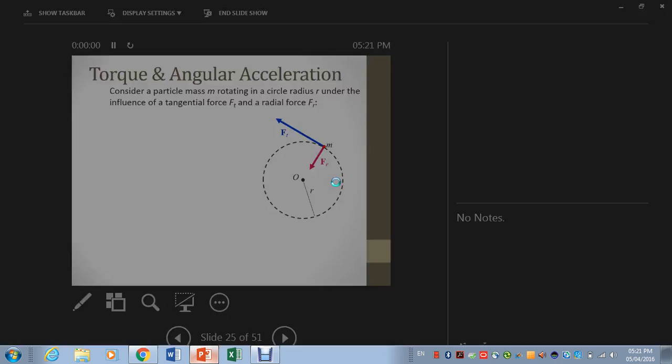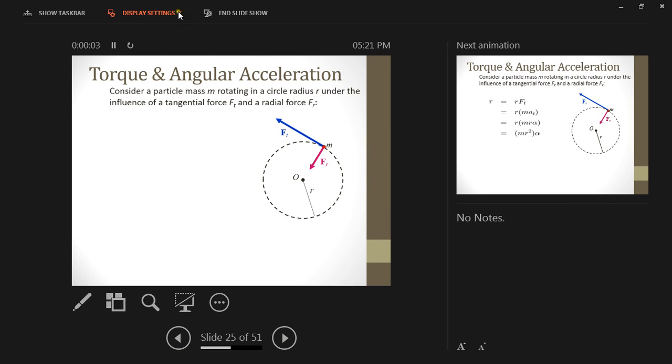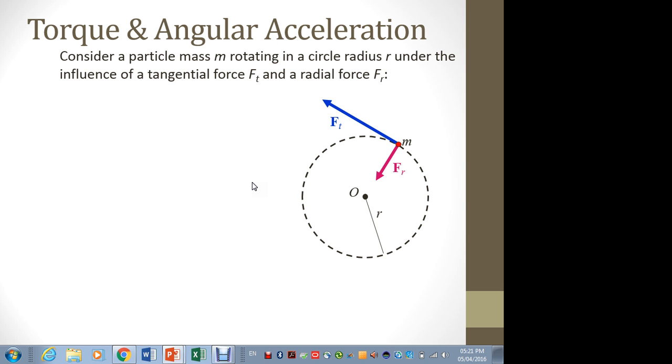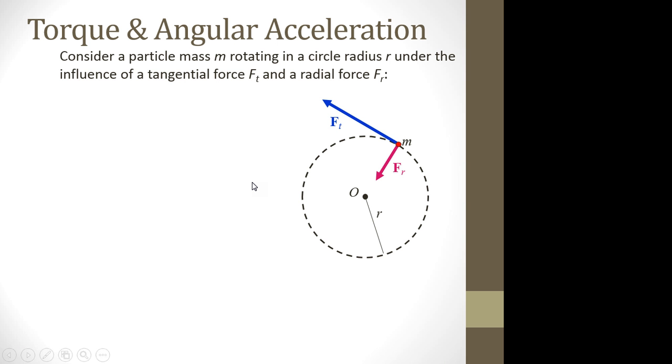Right, so now we talk about torque and angular acceleration. If we subject an object to a certain force, a mass at a certain distance from the center O, this is the tangential force and this is the radial force. The torque is given by the tangential force times the radius r.